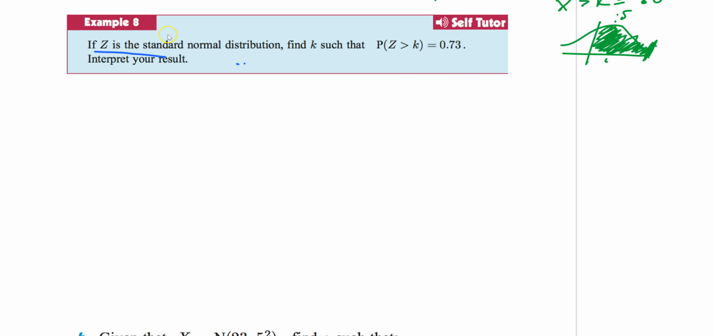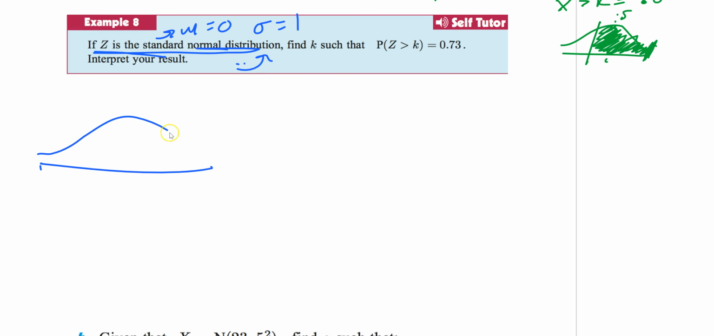They expect you to know it. If they tell you this, you've got to right away go, oh, mean is 0, standard deviation is 1, right? They expect you to know the vocab. Standard normal means that stuff right there. So they won't give you the mean and standard deviation. But here's the thing I'm really going to focus on. They gave me P(Z > k) is 0.73. So let's draw that.